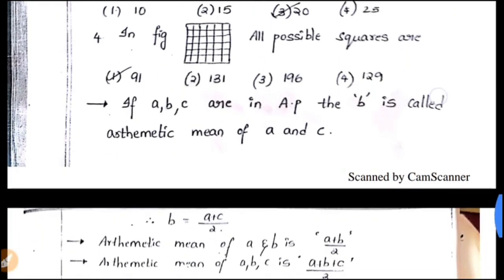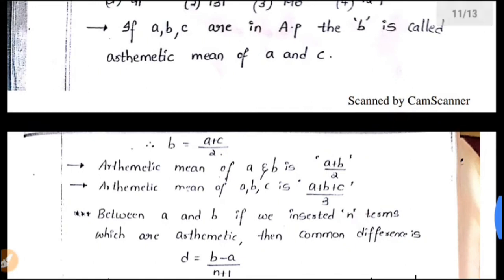Next, a very important formula: if a, b, c are in AP, then b is called the arithmetic mean of a and c. If a, b, c are in arithmetic progression, then b is called the arithmetic mean because it is the middle, so mean. That is b is equal to a plus c by 2. And next, another very important formula: arithmetic mean of a and b, only a and b given, then a plus b by 2. If a, b, c are given, then a plus b plus c by 3.